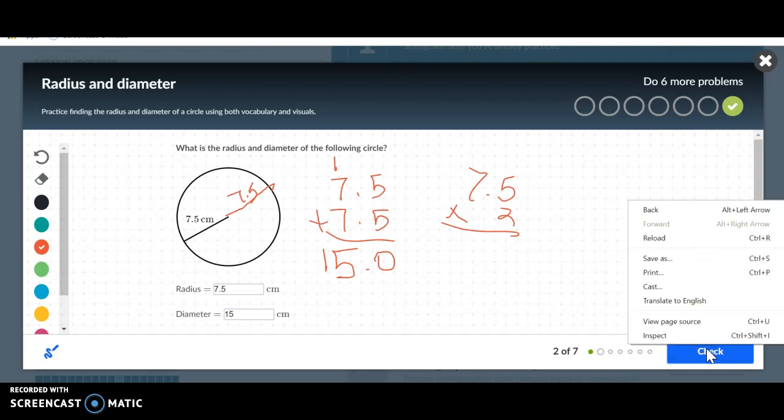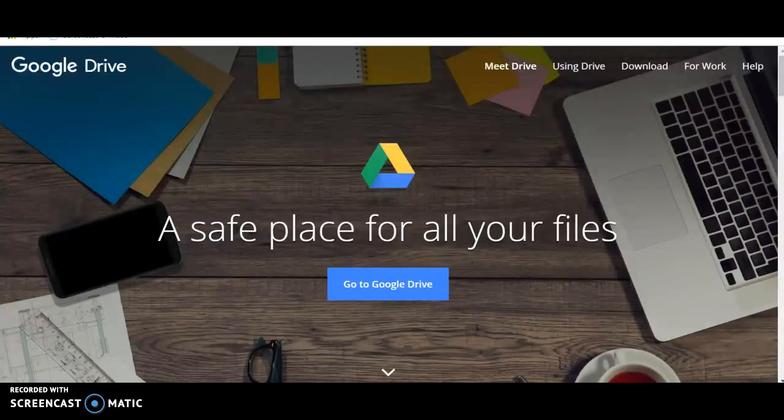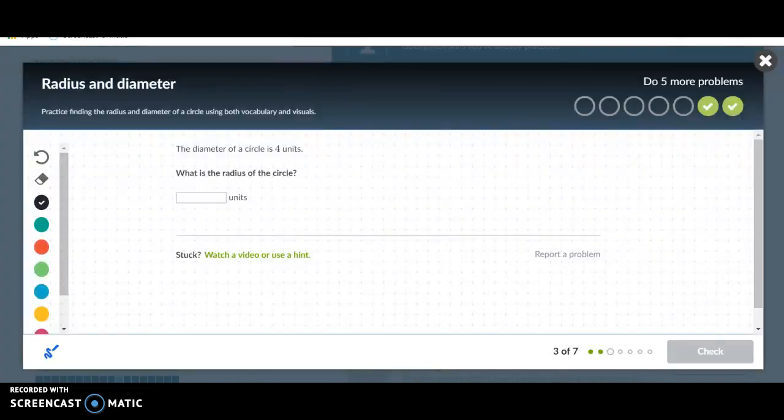Let's do one more here. What is the radius of this circle? Well, it says the diameter is 4. So if you're super visual, you could draw a picture. Let's draw a circle again. We know that the diameter goes all the way through the midpoint. Say that's the center. Looks like a Pokeball, doesn't it? So through the center, we know this full length is 4.